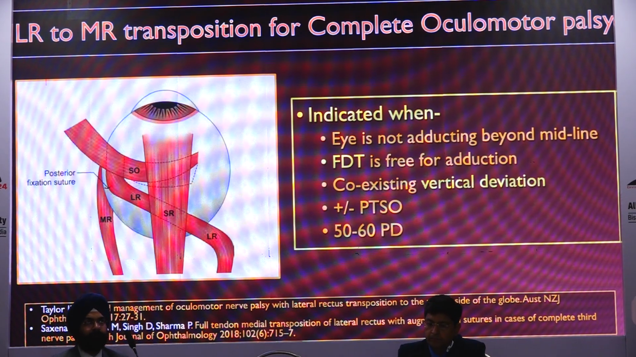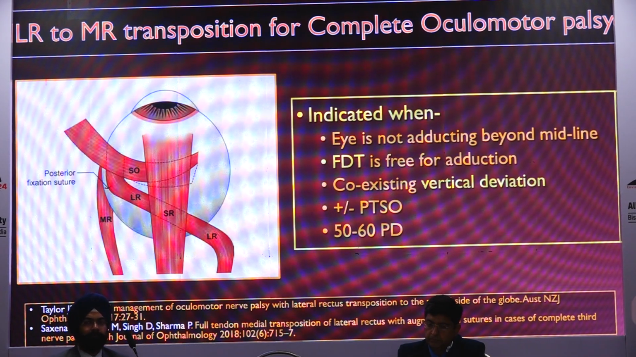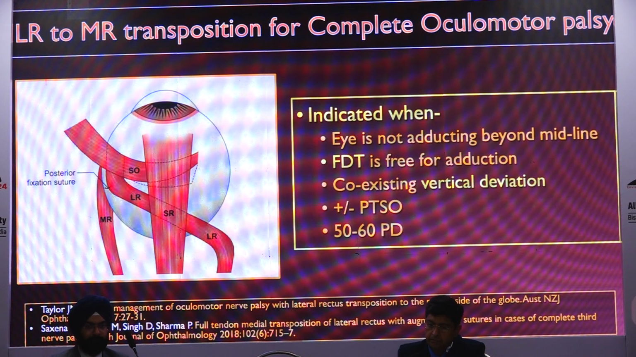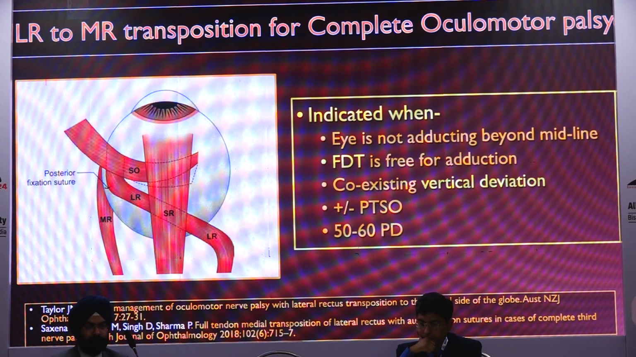In this case, if the lateral rectus is free, we can perform a lateral rectus to medial rectus transposition, and one of its variants is the full width lateral rectus to medial rectus transposition. It is indicated especially in those cases where there is associated vertical deviation as well. It can correct up to 50 to 60 prism diopters of exotropia when combined with the posterior fixation suture.